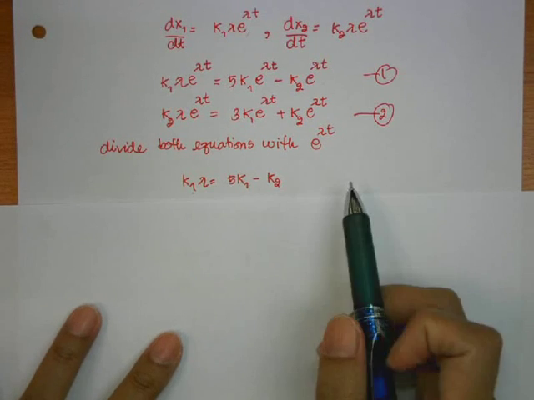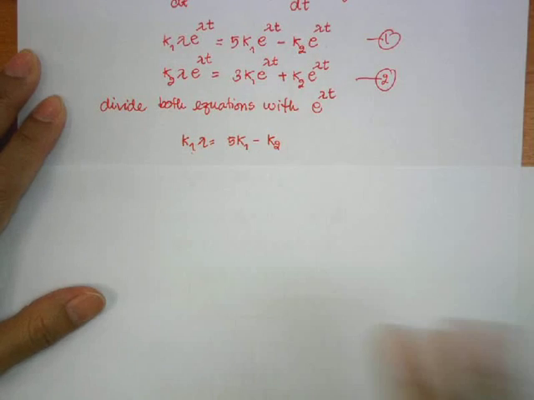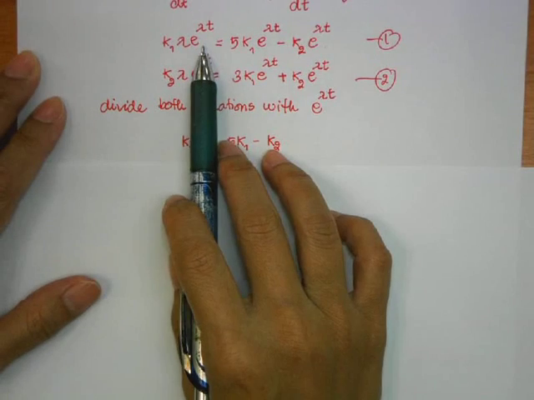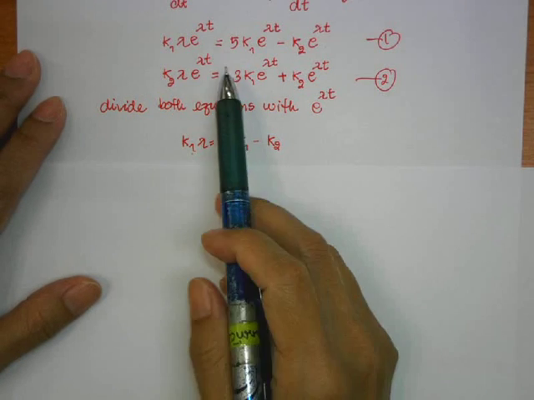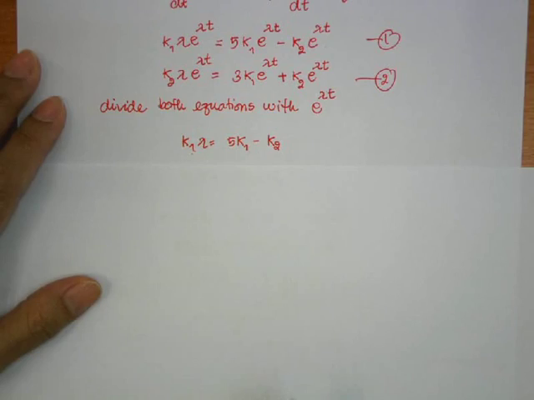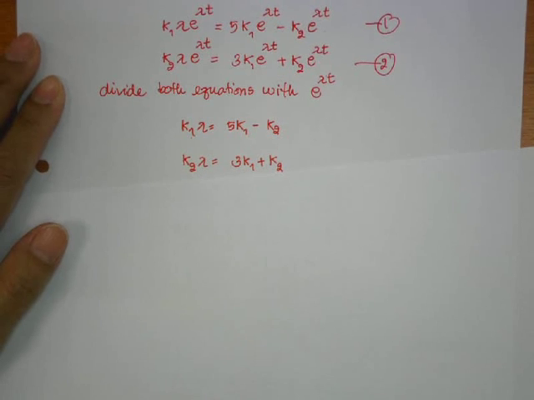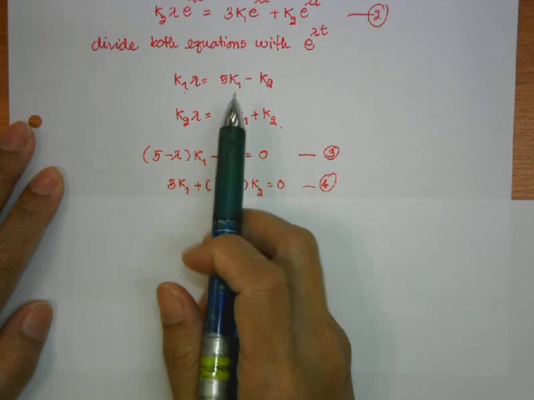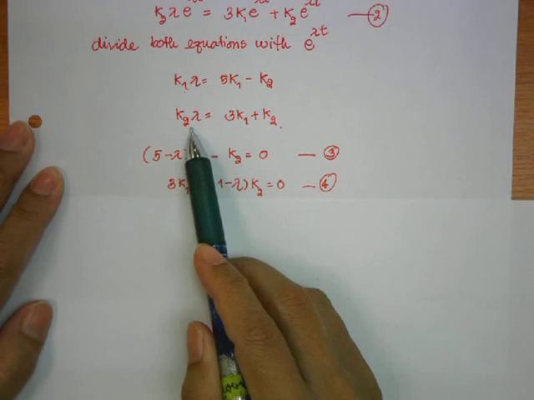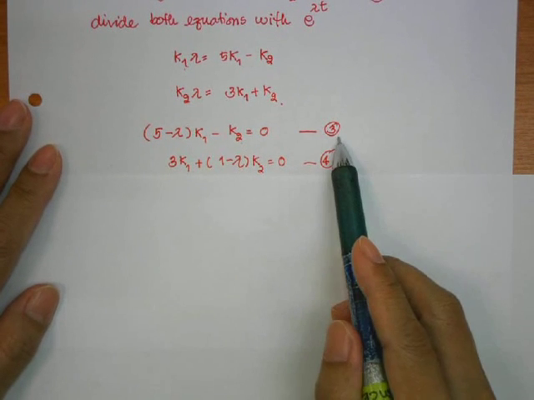I just decide to divide by exponential of lambda t first, since there are so many terms. I mean, you can do either one first, that's fine. It doesn't change any mathematics. So I just divide both equations by exponential of lambda t first, and then we move the k1 terms together, and for the second equation we move the k2 terms together. So we will get equations 3 and 4.